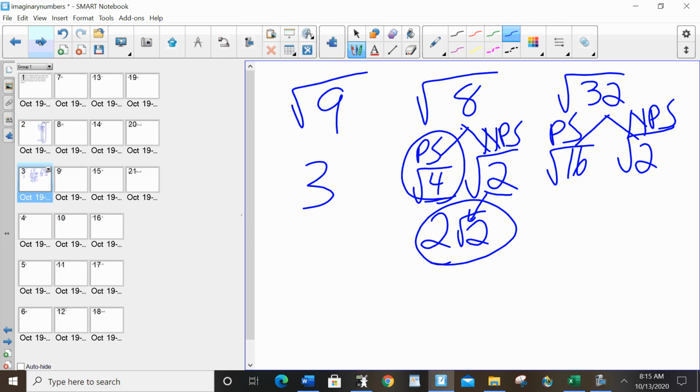So that's step 1. Step 2, we take the square root of the perfect square. When I take the square root, the radical goes away. The non-perfect square comes down. That's your answer.